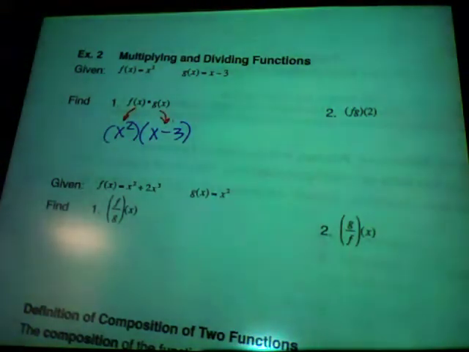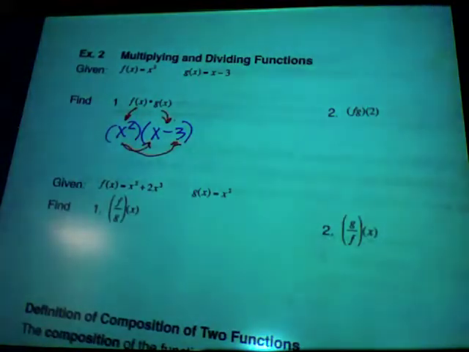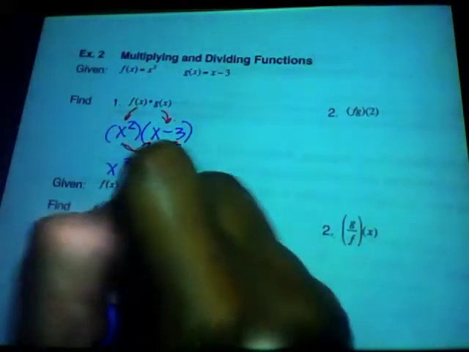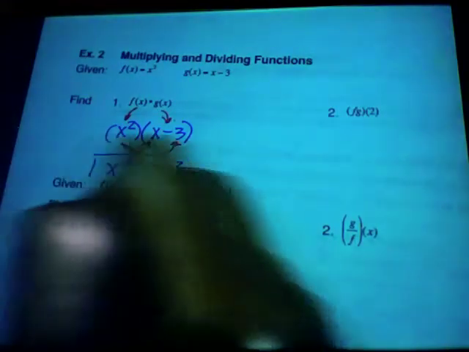When we have a binomial, don't we distribute? So we're going to multiply the x squared to each of those. So what do I get? x cubed minus 3x squared. Yep, that's it.